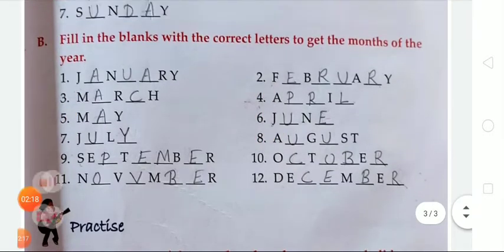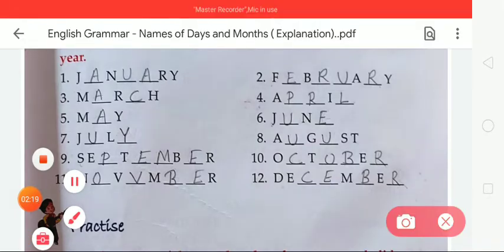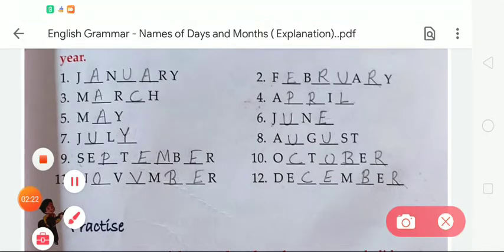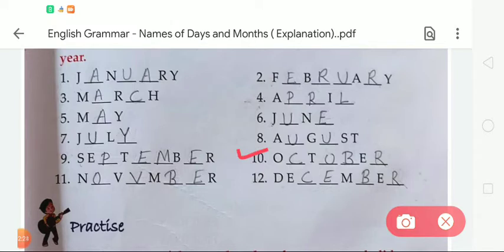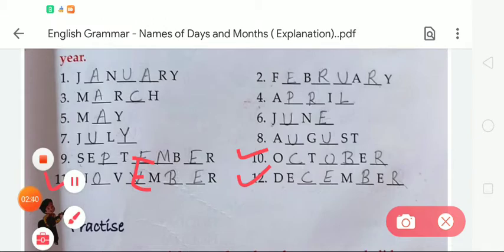Now the ninth month is September, SEPTEMBER, September. Tenth is October, OCTOBER, October. Eleventh is November, NOVEMBER, November. Twelfth is December, DECEMBER, December. Okay student, so like this we have to complete this exercise.